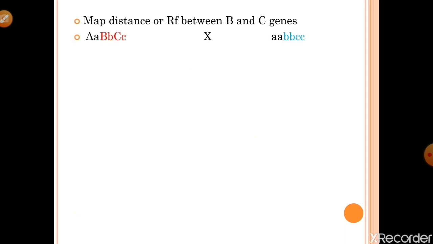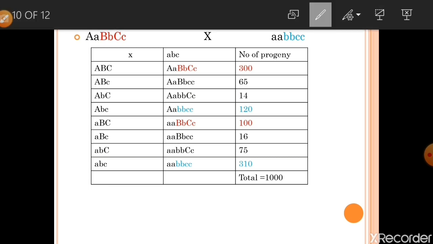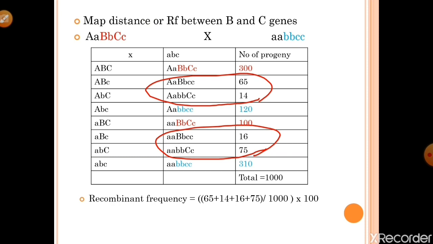Similarly, to find out the map distance between B and C, we'll consider the B gene and C gene of the parent and that is compared with the offspring genotype. Now in this case, the recombinant offsprings are these 4. So the recombinant frequency is equal to 65 plus 14 plus 16 plus 75 divided by total number of offspring is 1000 into 100. So the map distance between B and C is equal to 17% or 17 map unit.